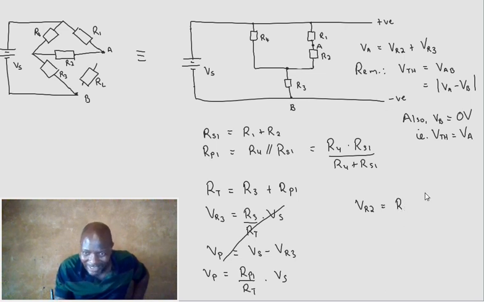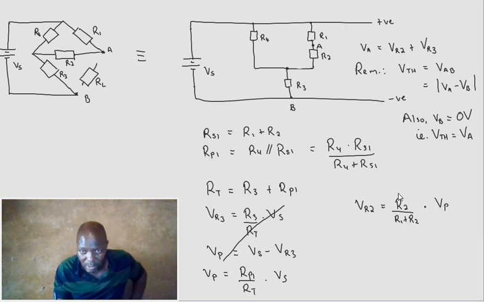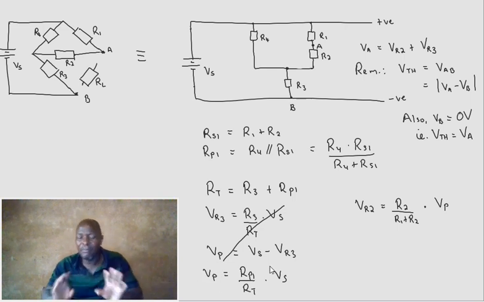R2, but I'm writing 3 here. R2 itself over the total, the two that are sharing, R1 plus R2, that times V parallel, a value we have here. So once we do this, we multiply with that value that we've got here. Remember, please recall your answer from some store.